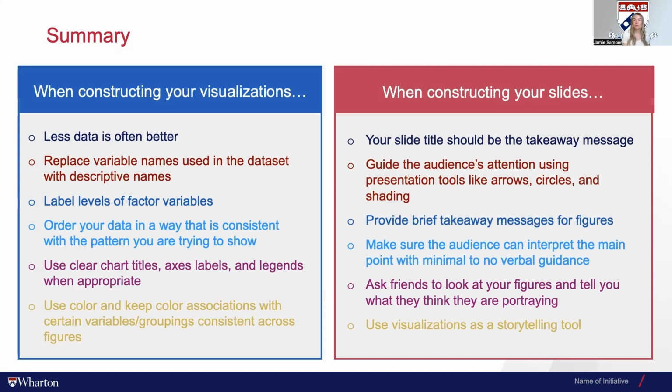In the same vein, when you're working with factor variables or categorical variables, make sure that you're providing labels for the different levels. When conducting the analysis, your statistical software will treat factor variables as numbered levels, 1, 2, 3, 4. Make sure that you're providing labels for them so your visualizations are clearer. Order your data in a way that is consistent with the pattern that you're trying to show. When it comes to titles, labels, and legends, make sure that they are present, but that they're not redundant. Use color and keep color associations with certain variables and groupings consistent across figures and slides.